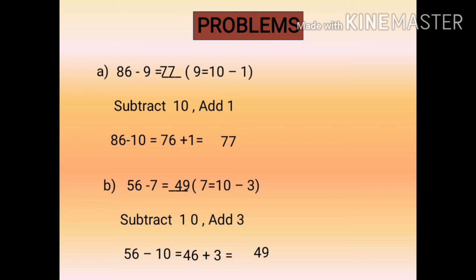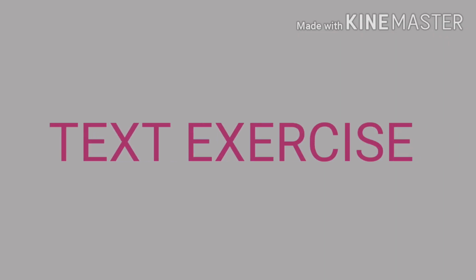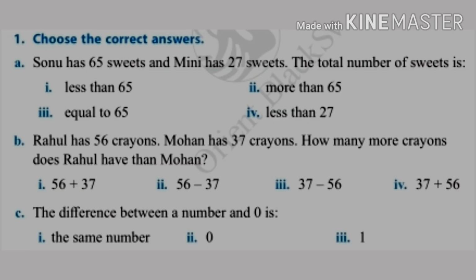Now let us do some text exercises. Okay? Text exercises. Choose the correct answer. Sonu has 65 sweets and Minnie has 27 sweets. The total number of sweets is less than 65, more than 65, equal to 65, or less than 27. So which will be the correct answer? Yes, it is more than 65.